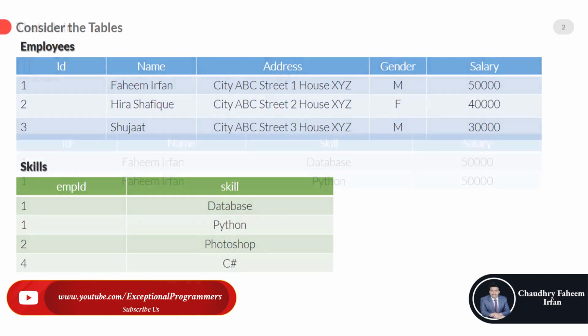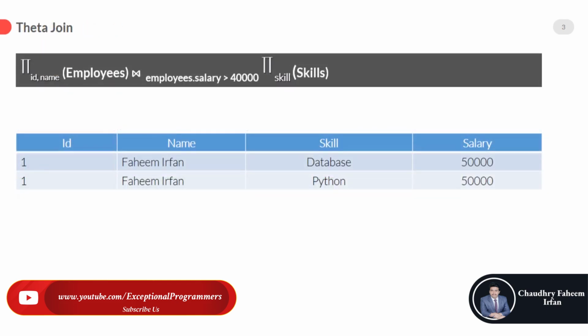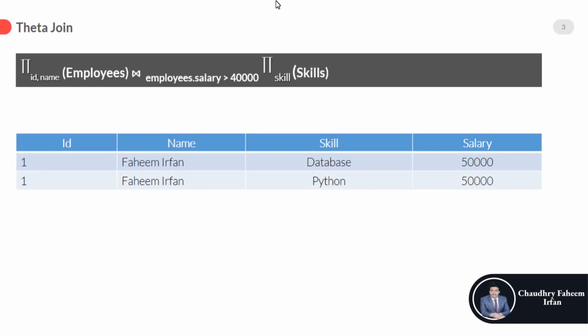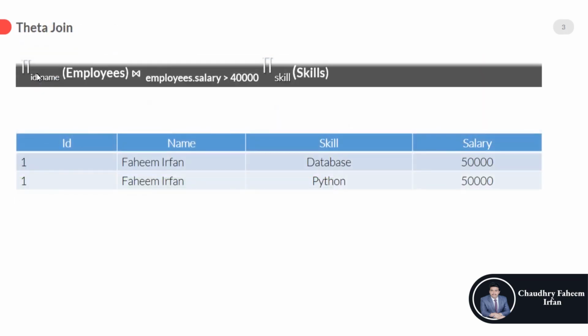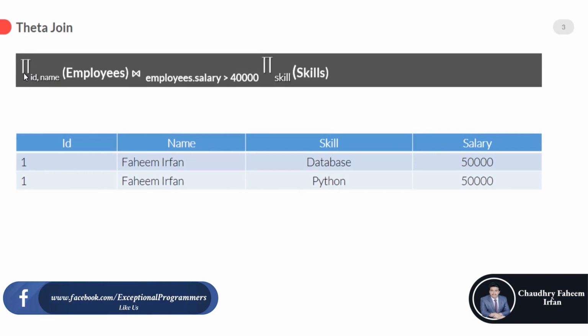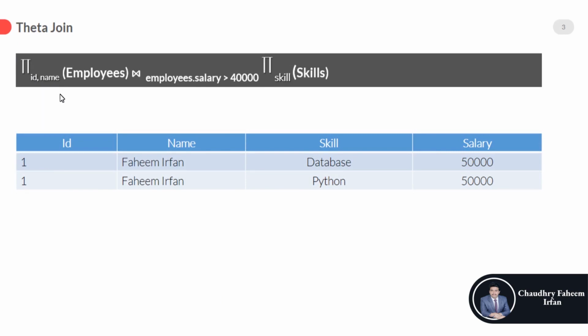So the first one is Theta join. By using projection operation, we are going to perform Theta join. What is meant by Theta join and projection operation? The projection operation is we are going to select ID, name. ID and name are column names, and by using projection operation pi, we are going to select only ID and name attributes from employees table.